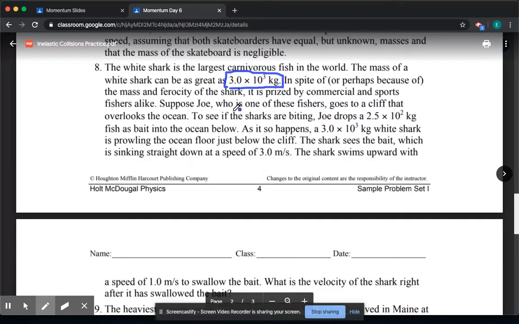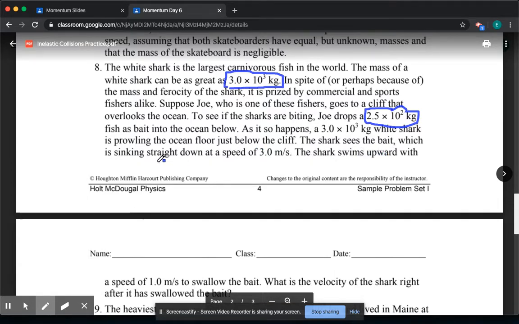Suppose Joe is one of those fishers and goes on a cliff. Okay, it doesn't matter. This does matter. To see if the sharks are biting, Joe drops a bait. So here's another piece of information. This is telling us the mass of the fish. Let me make sure that I covered that up a little bit. This is the mass of the bait that we're going to be using. It so happens, and again, this is the mass of the shark, same as earlier.